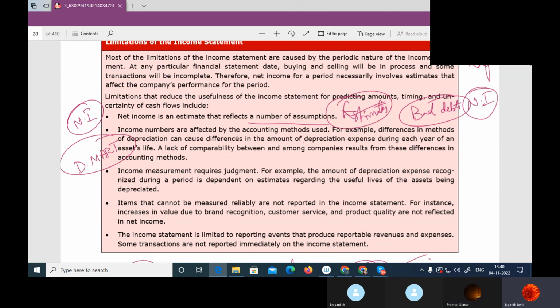Yes, income numbers are affected by the accounting methods used, for example, differences in methods of depreciation. Of course, many firms will be using many different methods. Some will be using straight line, some will be using diminishing balance. So as an investor, if you want to draw a comparison, sometimes you are not able to compare the results. Why? Because different methods have been used. Correct.